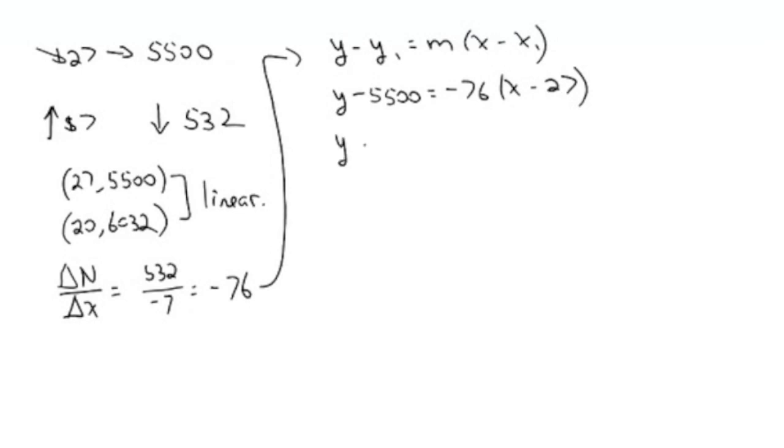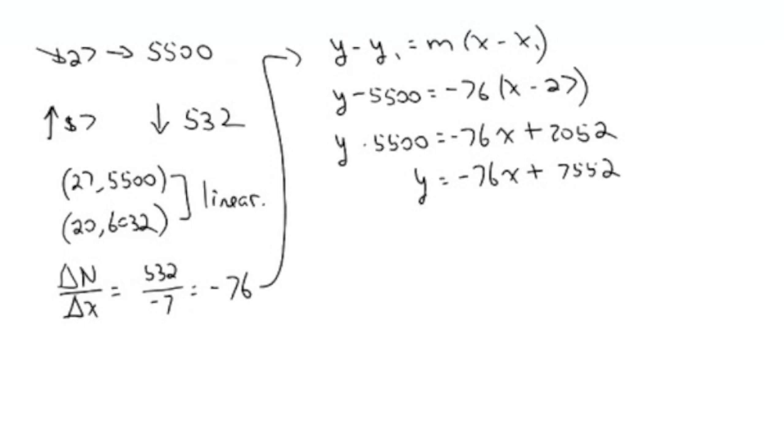Probably multiplied with 76. More than likely. So what's 76 times 27? Something big. 2052. That's a big number. And then add across 5,500. So y equals negative 76x plus 7552.